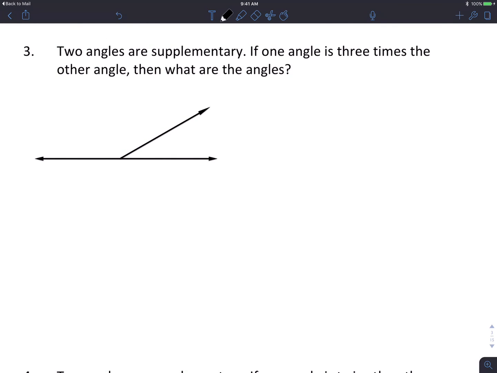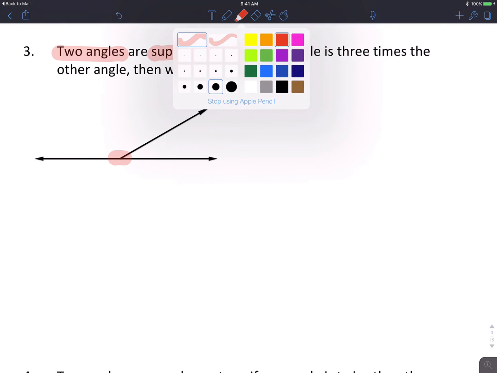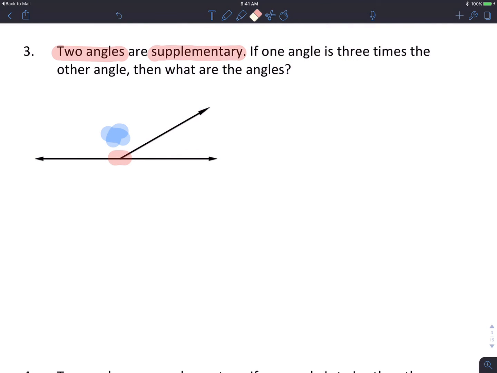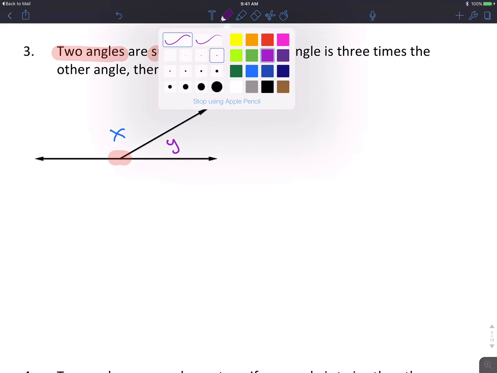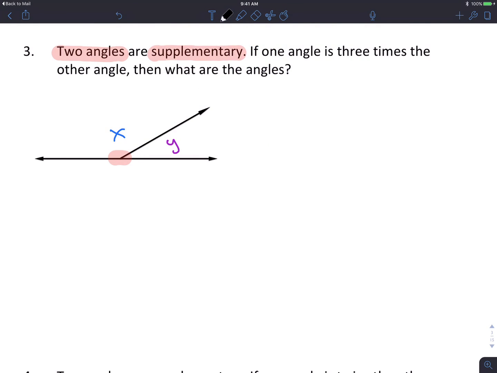This next question here is saying that the two angles again, we don't know what they are. We're going to call them x and y. The two angles are supplementary. Now that makes sense because they have this supplementary angle situation. So we're going to call the first angle x again. So I have my two angles are supplementary. That means x plus y is 180 degrees.